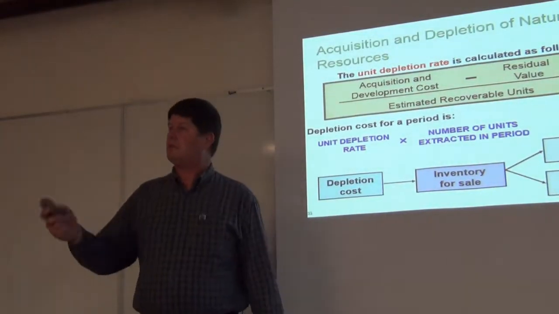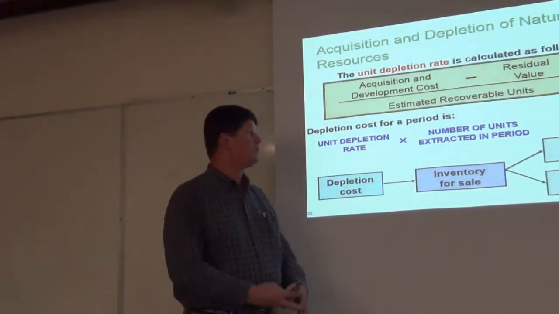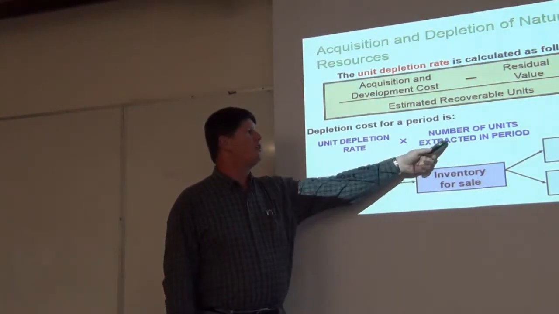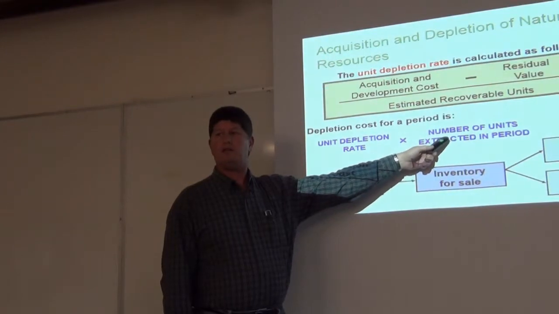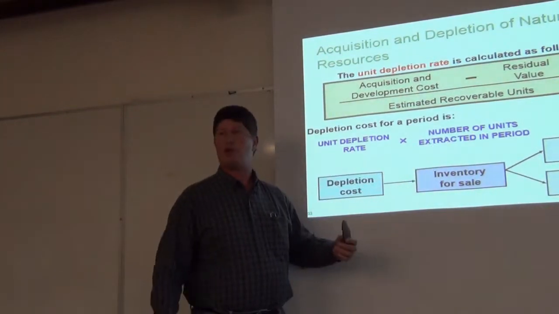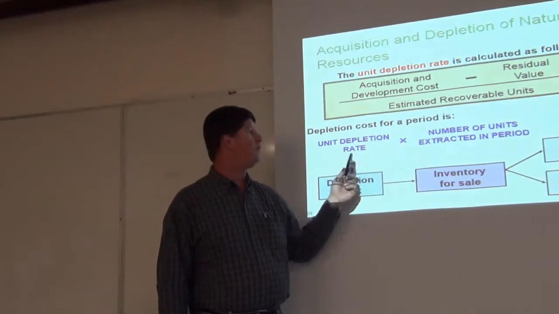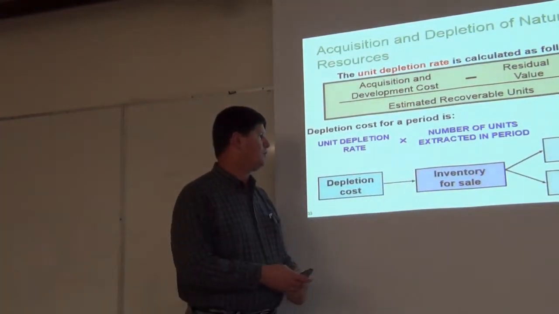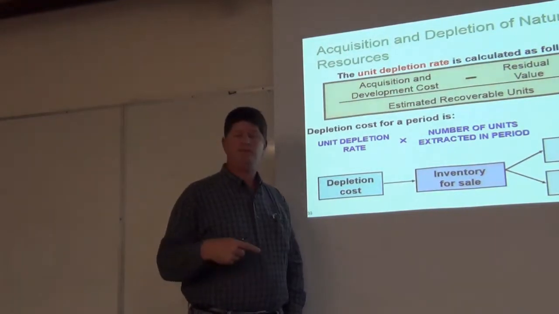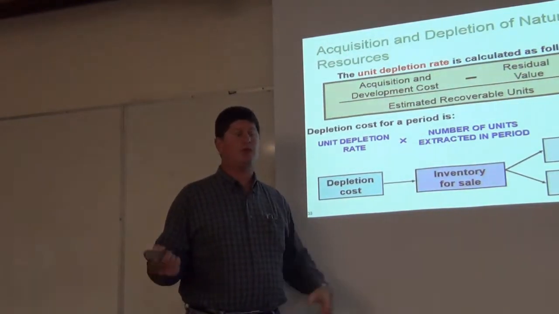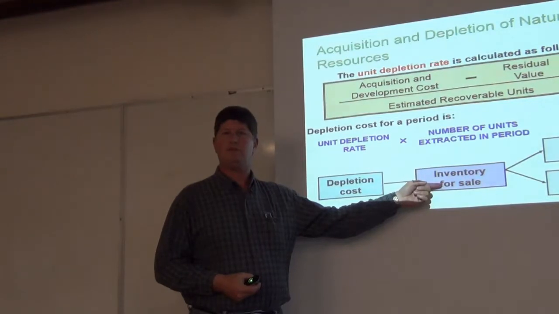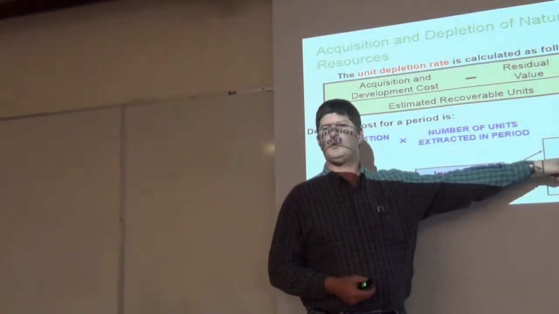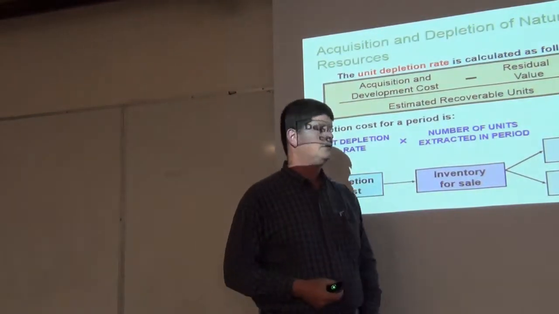Then you get a cost per unit that you produce, and for every unit that you pump out of the ground, in this case oil, if it was coal, it'd be for every ton of coal you pull out, multiply that by the depletion rate, and you get your depletion cost. Depletion cost flows through inventory when it's sitting in storage somewhere, and then it becomes cost of goods sold when you actually sell the product. Okay?